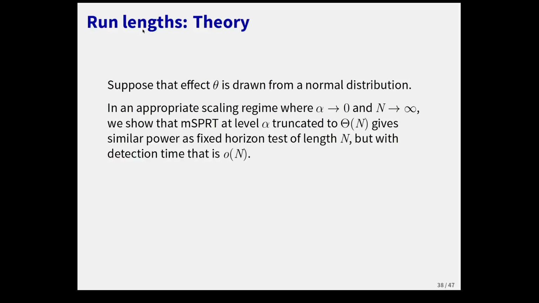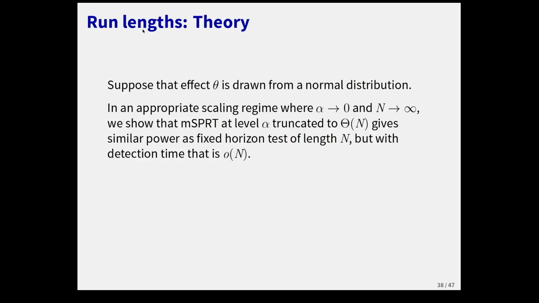And so the way we show this theoretically is we say, OK, let's look at a regime, again, the same kind of regime where alpha goes to 0 and n goes to infinity. What we show is if you truncate a test at theta n, so you give us the same number of samples as a fixed horizon test, we can, wait, sorry.